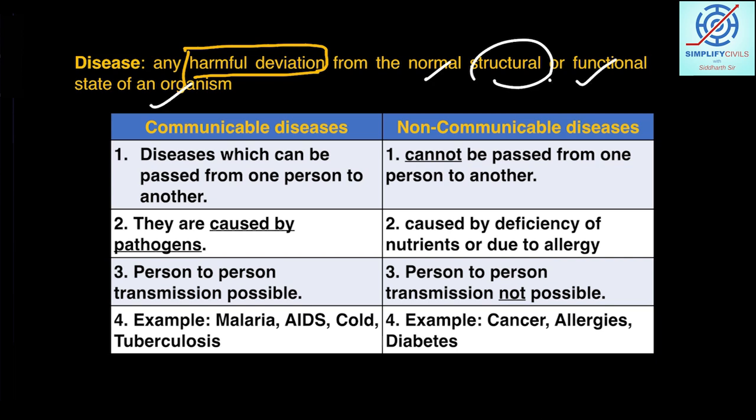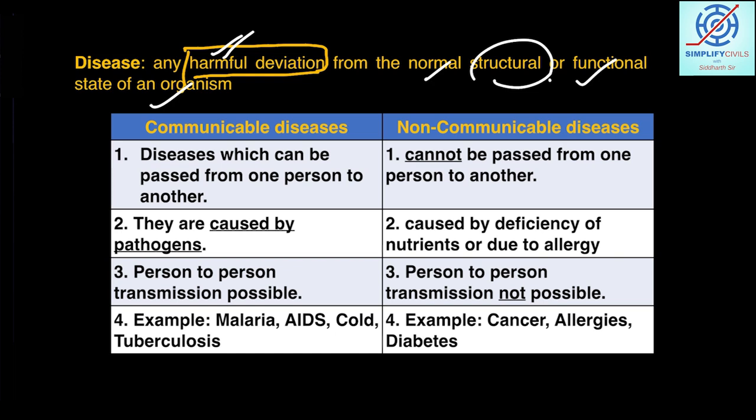Now, you are an organism, as a human being or an animal. If the normal state, both structural and functional, deviates from the normal form in a harmful manner, then we will say that an organism, a living individual, a living entity, is suffering from a disease. These diseases can be categorized into communicable and non-communicable diseases.